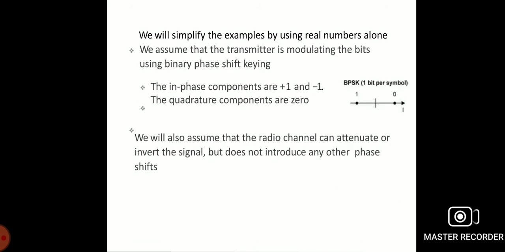Now we will simplify the example by using real numbers alone. We assume that the transmitter is modulated by using binary phase shift keying, that is the BPSK model. In-phase components are +1 and -1, and quadrature components are 0. So these coefficients are demodulated on the receiver side. We will also assume the radio channel can attenuate or invert the signal, but does not introduce any other phase shift.